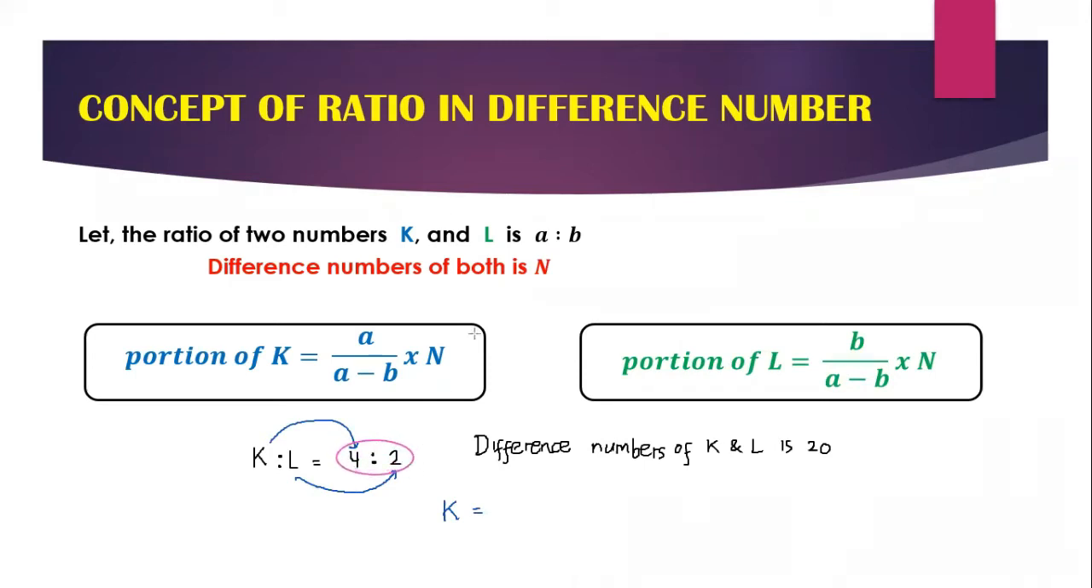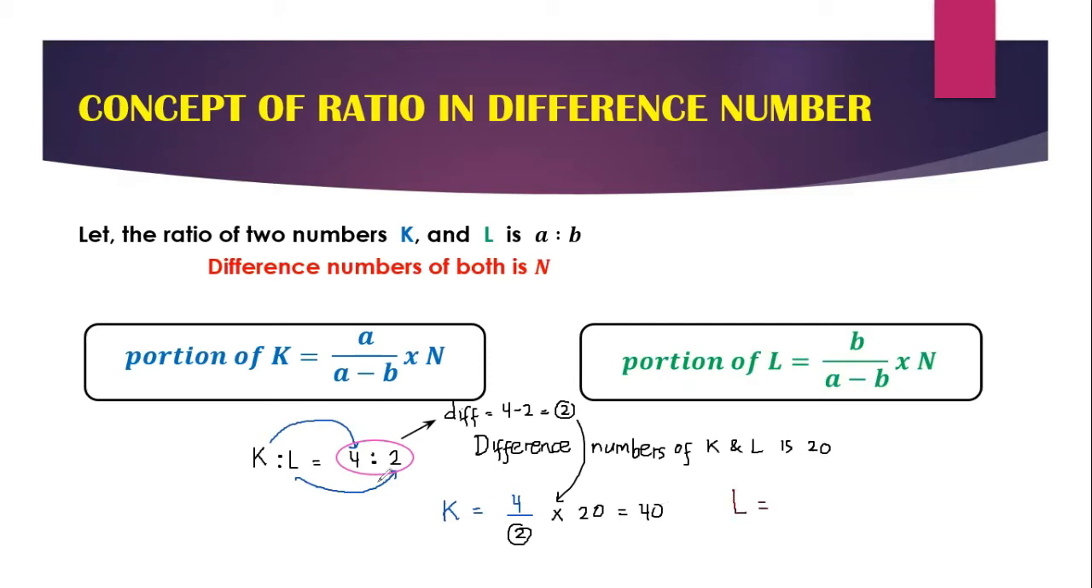The difference is 4 minus 2 equals 2, right? So the portion of K, because 4 belongs to K, is 4 over the difference, which is 2, times the difference number 20. So we'll find 40. Clear?